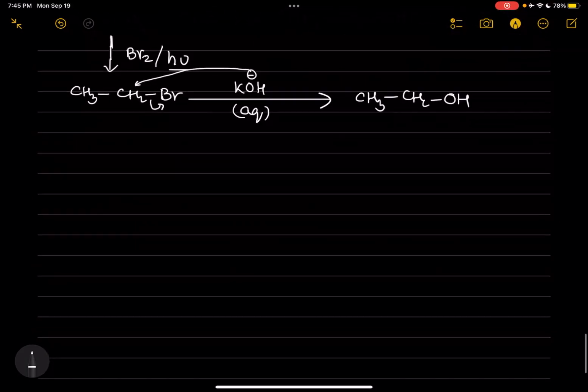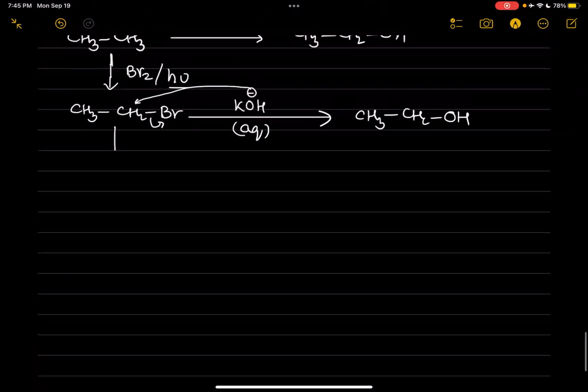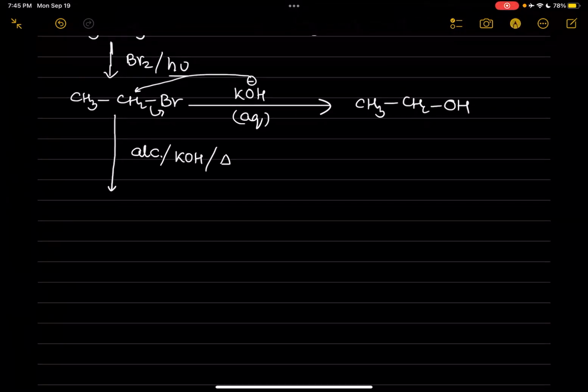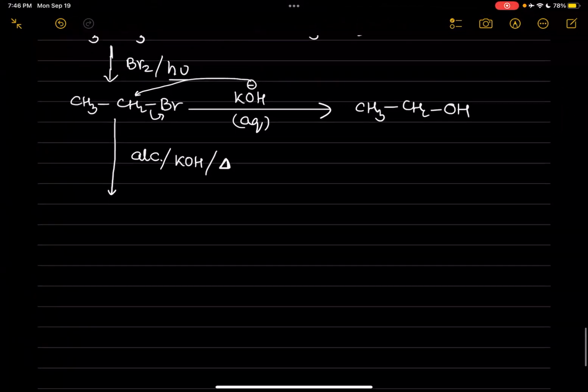So let me give you the conversion roadmap that will be very helpful. You can write it and always remember. Suppose you take alcoholic KOH, then what is going to happen? And this is useful in your alkyl halide chapter also. Imad, alcoholic KOH and heat, what are we going to get? Anushka, alcoholic KOH and heat. What is heat going to do? It's going to eliminate.